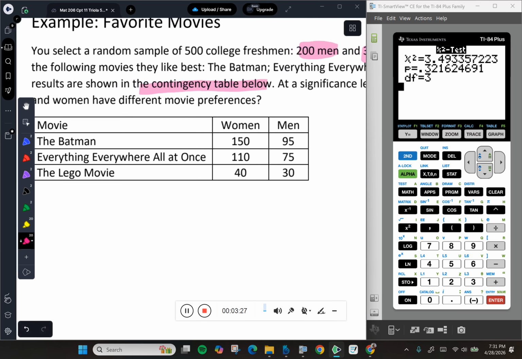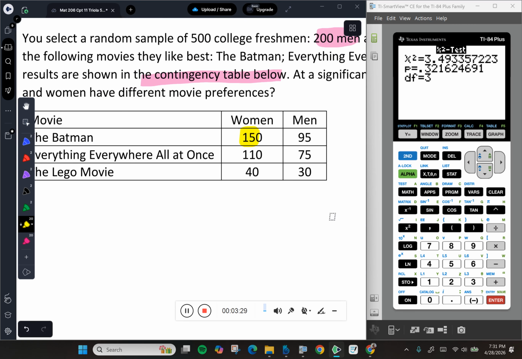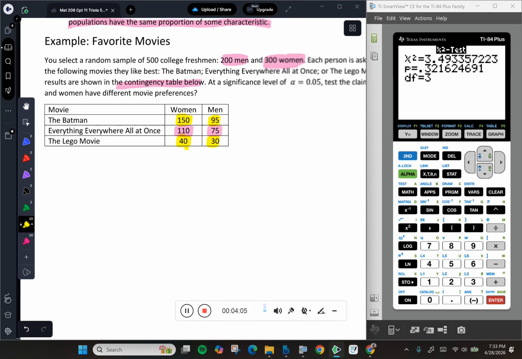That is, when I look at this table, this 150 out of 300, is that the same as 95 out of 200? Is 110 out of 300 the same as 75 out of 200? Is 40 out of 300 the same as 30 out of 200? All right. So that's what we're going to do. We're going to test that relationship. Okay, well, the good thing is, since this test runs exactly the same as the last one, I can just jump right into it.